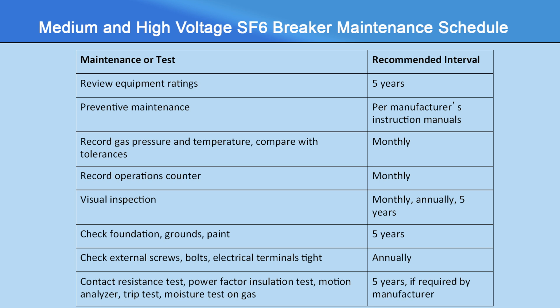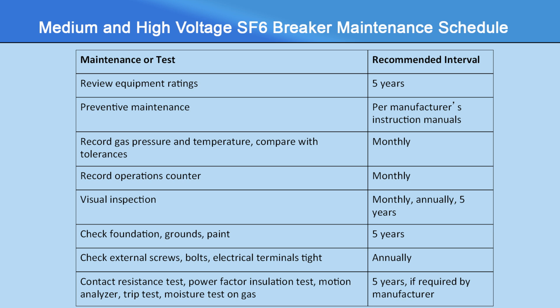The first is the review equipment rating, which is performed every 5 years. Next is preventive maintenance, which is performed as per manufacturer's instruction manual. Next test is to record gas pressure and temperature and compare with tolerances, which is performed monthly. Next maintenance procedure is to record operations counter, which is performed monthly. Next is visual inspection, which is performed monthly or annually or every 5 years. Next is check foundation or grounds or paint, which is performed every 5 years.